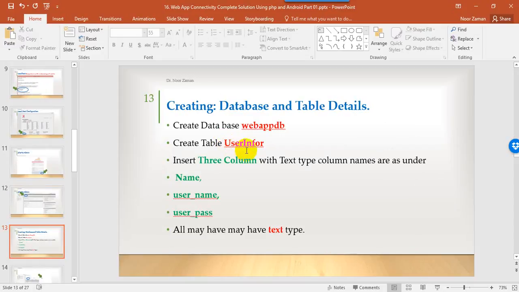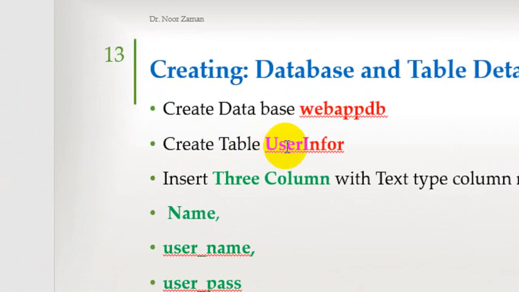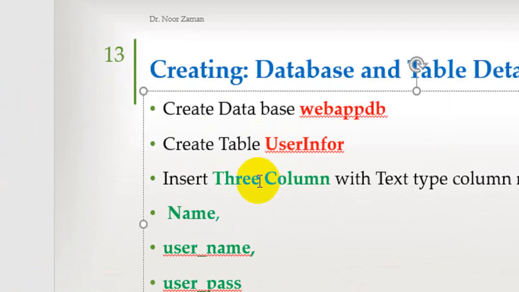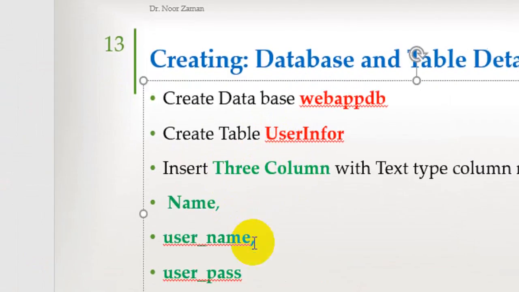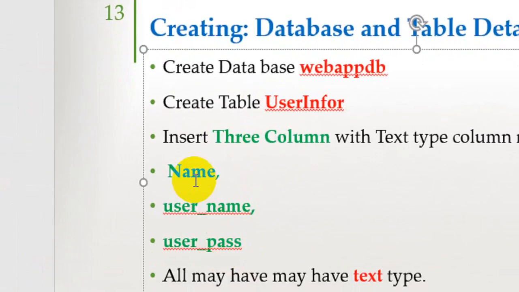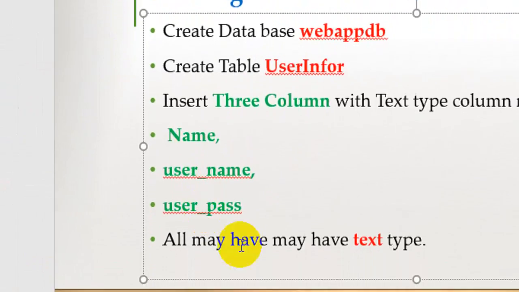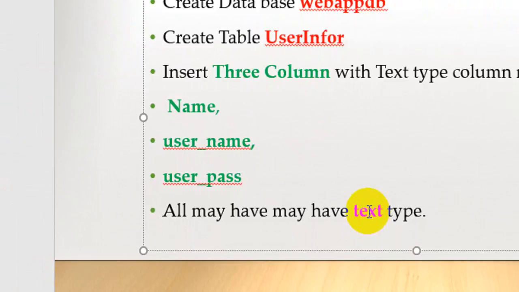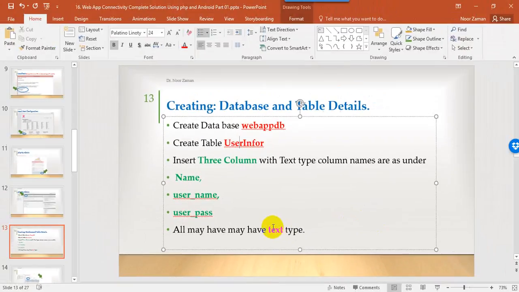For creating a table, here you can see that we are creating a table with the name user info, and we are creating 3 columns. The first column has the title name, then username and user pass. Please provide the type for all these 3 columns as text.